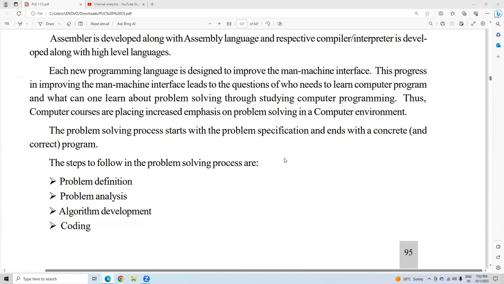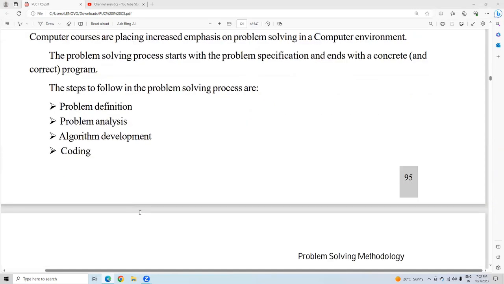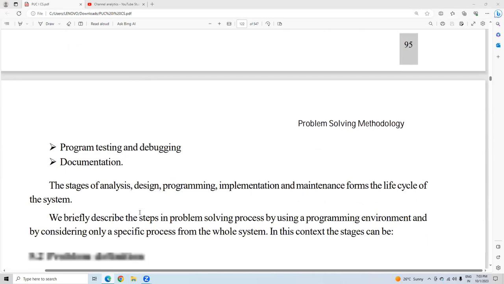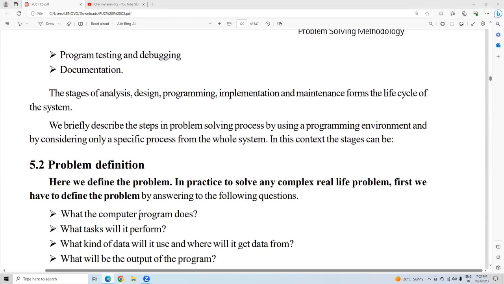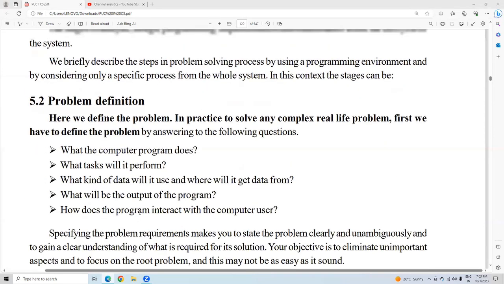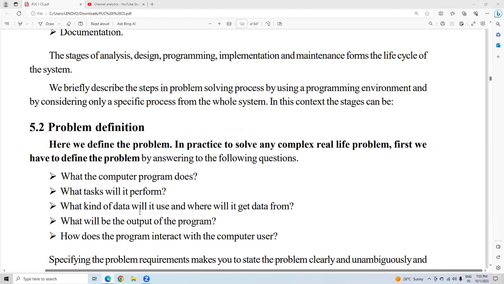So, what are the different steps? The problem solving process starts with problem specification and ends with the concrete program. What are the steps involved in that? Problem definition, problem analysis, algorithm development, coding, program testing and debugging, and documentation. These are the different stages of solving a problem in the computer environment.